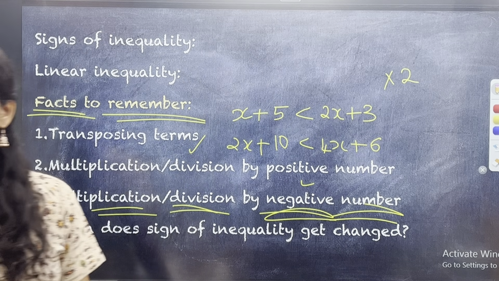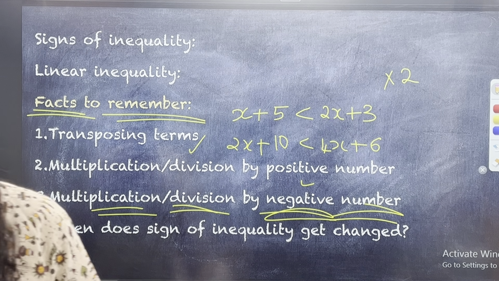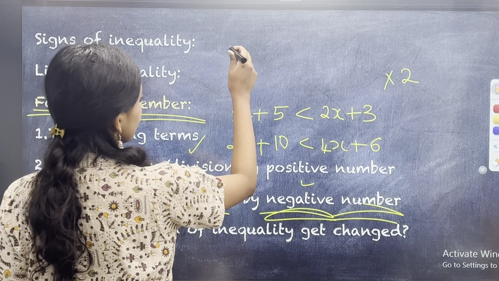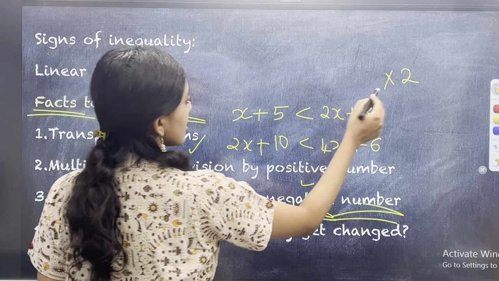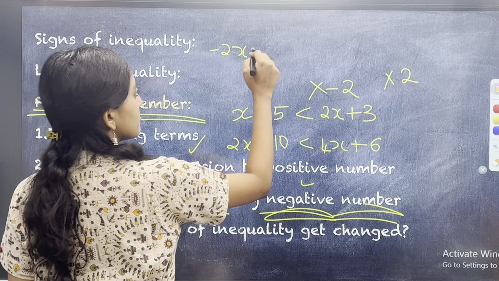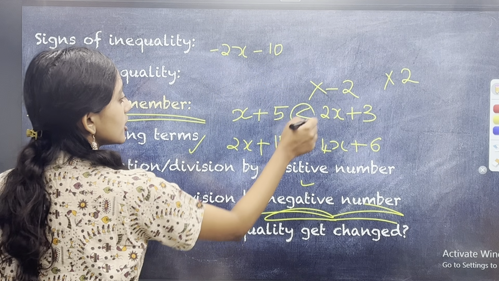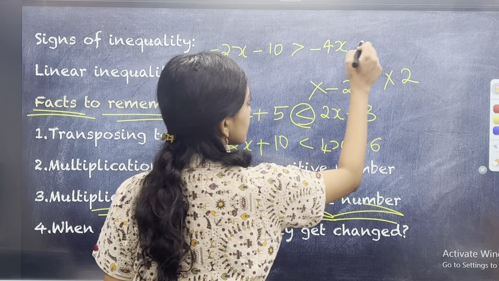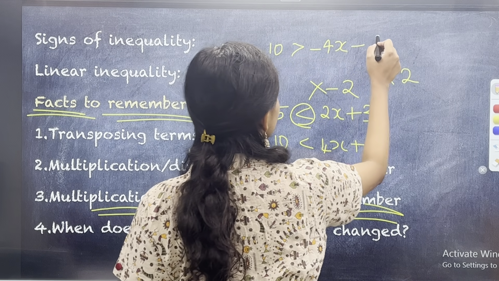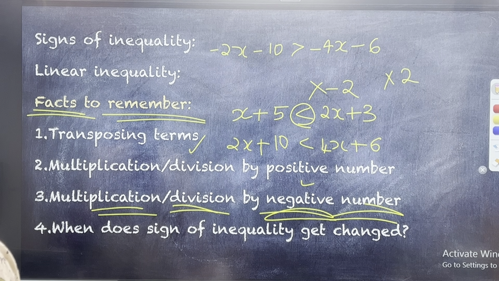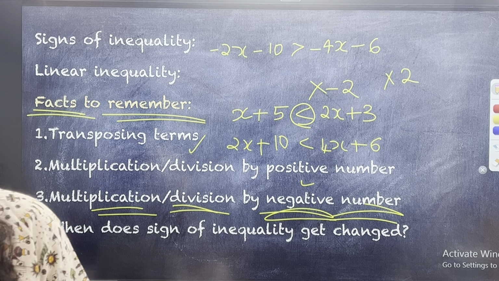Negative number means it can be -1, -2, etc. The sign of the inequality will get reversed. For example, you have the same inequation. I am multiplying it by -2. So it is -2x minus 10. Here it is less than or equal to, so here it will be greater than or equal to. -4x, -6. The sign of the inequality is reversed when it is multiplied or divided by a negative number.